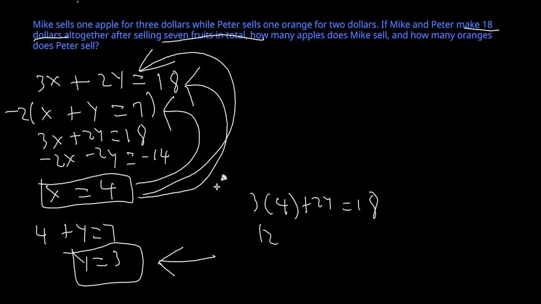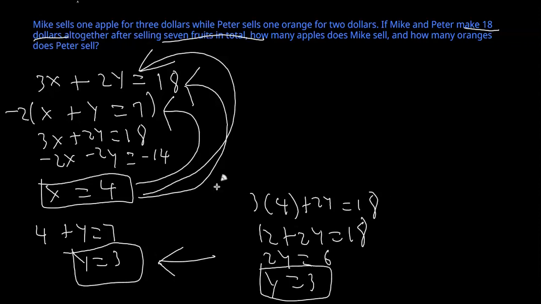So then we get 12 plus 2y is equal to 18. 2y is equal to 6. And y is equal to 3. So we get the same answer. And then, of course, again, we can rewrite it as 4 apples and 3 oranges.